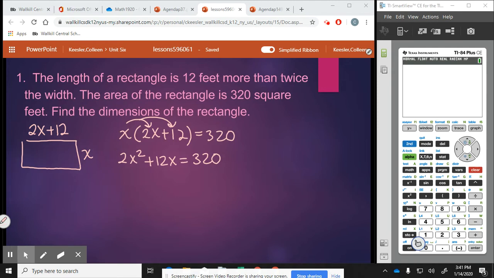Now we could solve this by completing the square, or we can solve it by factoring. Because we did completing the square most recently, I'm going to go back to factoring so we remember how to do that. So we're going to subtract the 320 from both sides. So that's 2x squared plus 12x minus 320 equals 0. Now 2 is a common factor there, so I'm going to factor that out. So that's 2 times (x squared plus 6x minus 160) equals 0.